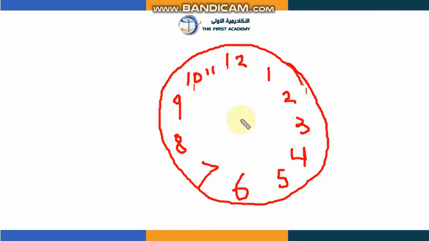Okay, so as you can see, this is the analog clock. It has 12 numbers and 60 minutes. It has two hands, one of them short and one of them long. The short one points to the hour, and the long one points to the minute.